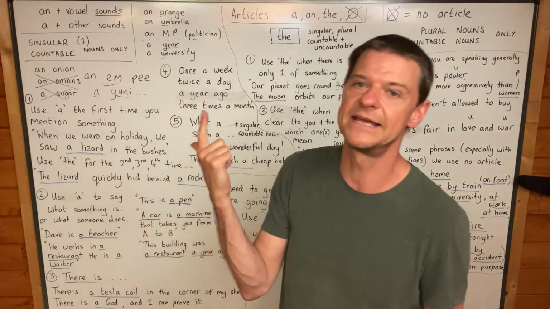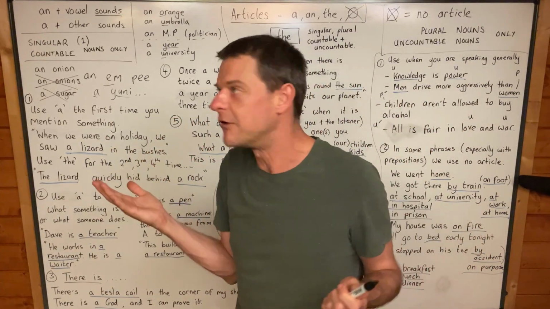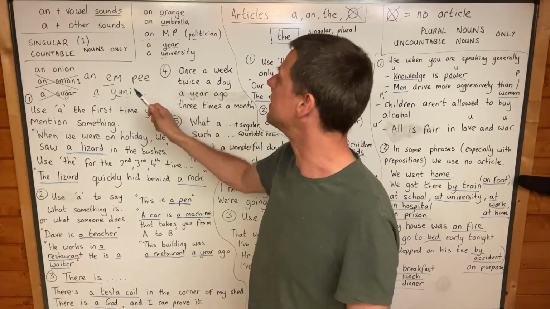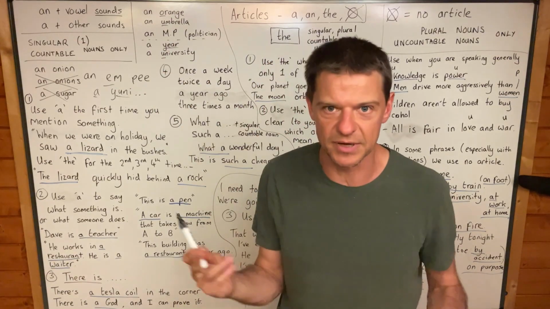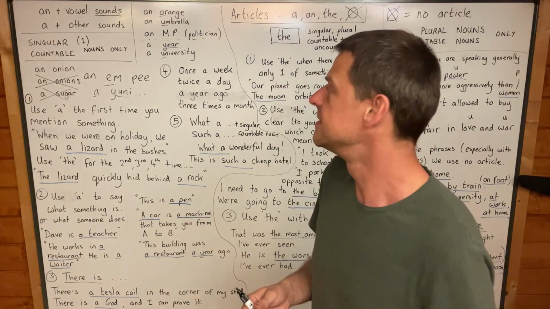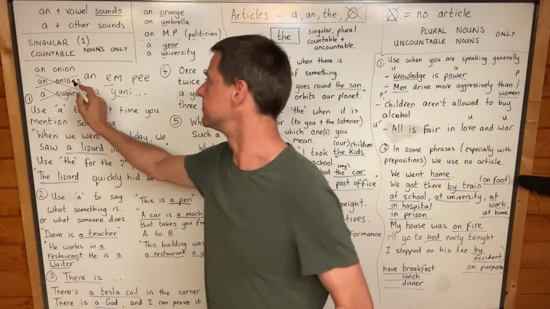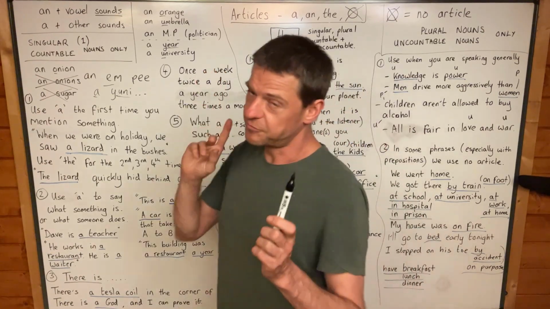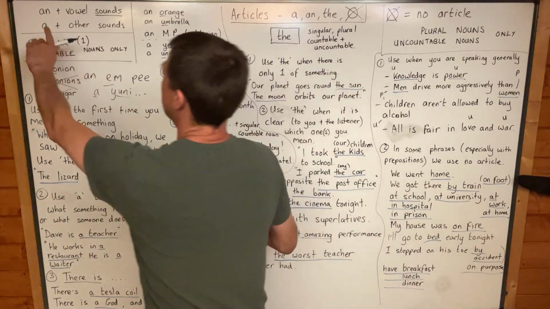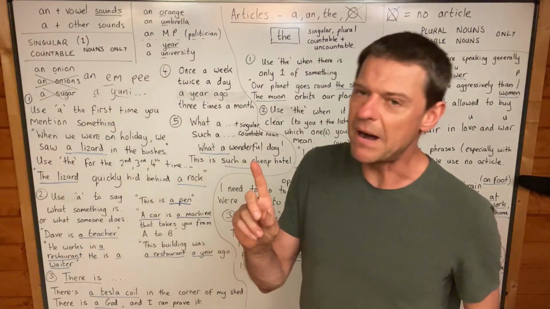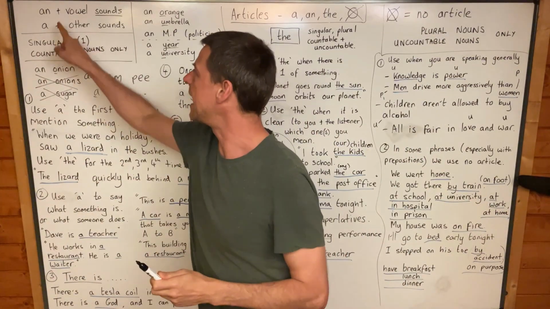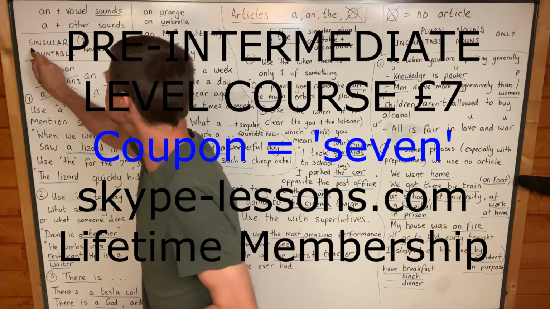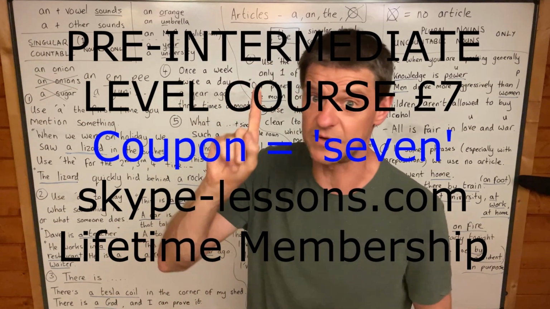It's only A, E, I, O, U. They're the vowel sounds that come from our vowels. So an orange, an umbrella, an MP, but a year, a university, a banana, a carrot, but an onion, because that's an O sound. So that's one thing I want you to understand, the difference between an and a. But I want you to understand as well that an and a are only possible before singular nouns. That means when there's only one.